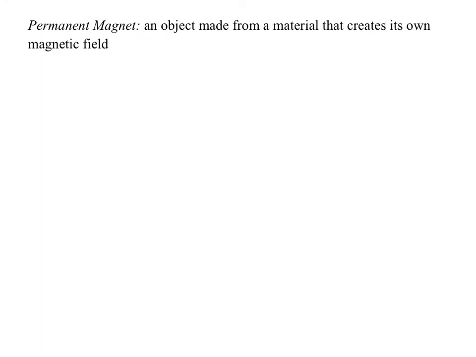All right, let's go to the next part. This is what we're going to talk about now, a permanent magnet. A permanent magnet is simply something that is aligned so that it creates its own magnetic field.